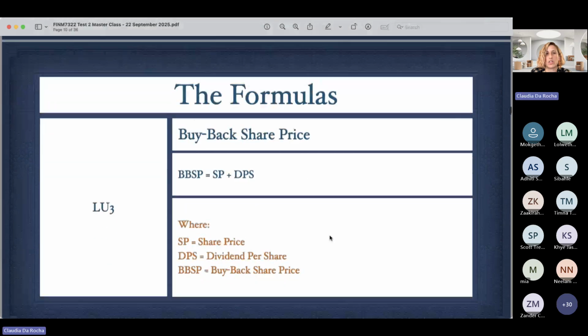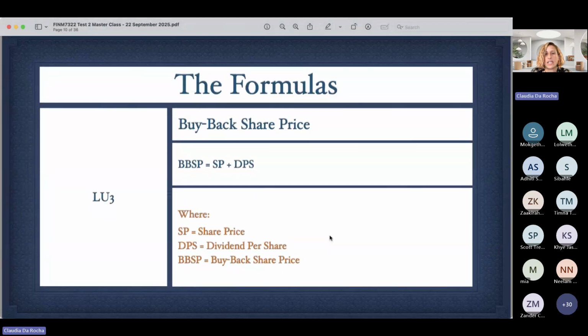Oh, the two that I forgot for Learning Unit 3 is your buyback share price. Apologies for that. So your buyback share price is your share price plus your dividend per share. In most cases, they do increase the share price with the dividend per share, but the question will obviously tell you as well.